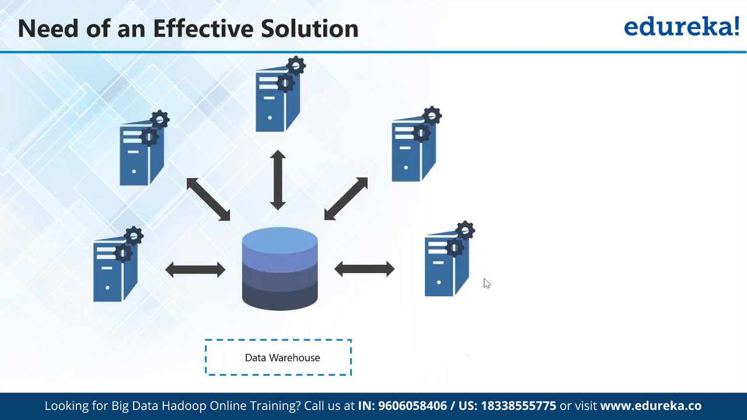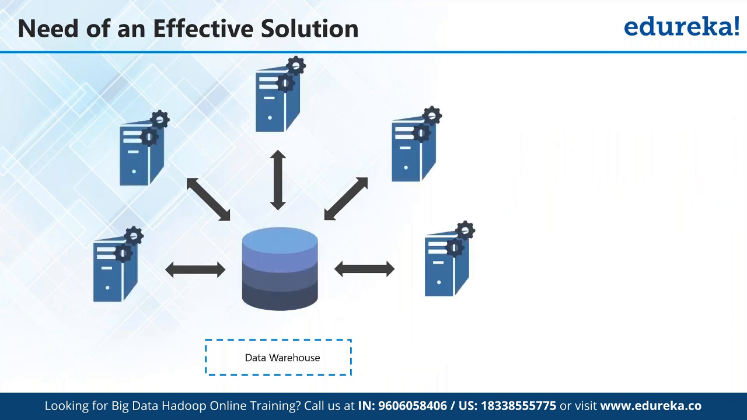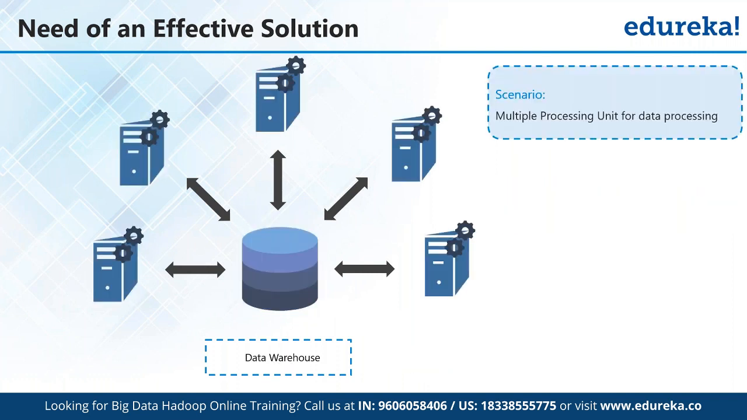So like you see here, data warehouse system. So you got a lot of processing units. These are all CPUs that you see here. It's just the translation of this, okay, which is the previous slide, different cooks we had. Okay, this is the restaurant use case, and here it is the technical use case. So multiple processing units for data processing, and you got the common storage, which is data warehouse system.